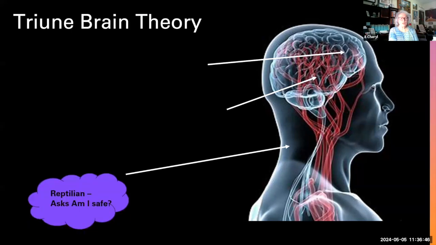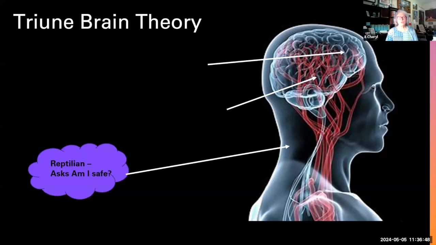At the base of the brain is something called the reptilian brain. And the reptilian brain in all of us is constantly asking, am I safe? Now, this is not true if you're face down on a phone.